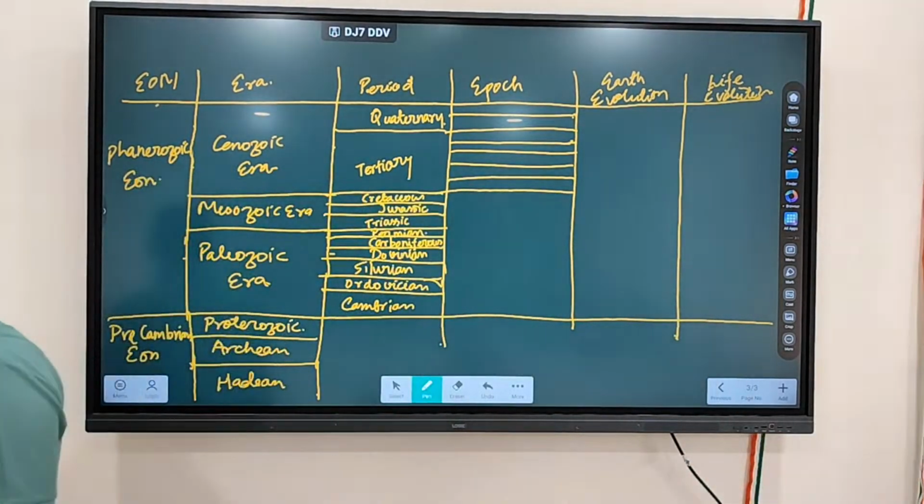So the Paleozoic era is divided into what? Six periods: Cambrian, Ordovician, Silurian, Devonian, Carboniferous, and Permian. Mesozoic is divided into three parts: Triassic, Jurassic, and Cretaceous period. Cenozoic era is divided into Tertiary and Quaternary period. Fine.